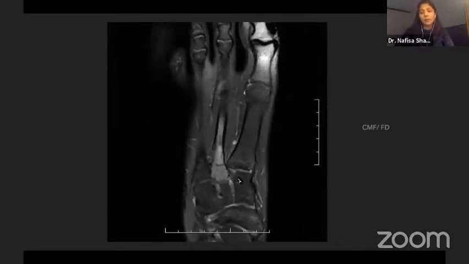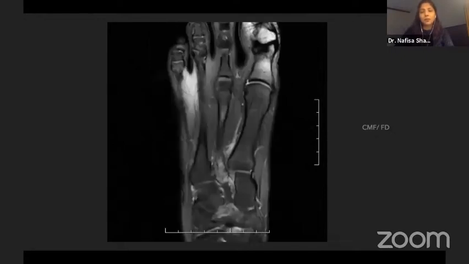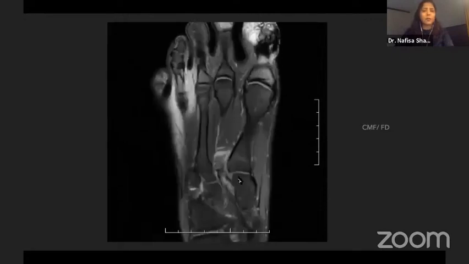And we gave the possibility of either a chondromyxoid fibroma or a fibrous dysplasia. And the patient was on follow-up, and that's enough to reassure, because most of these lesions can also resolve by themselves. So we just leave it to that.